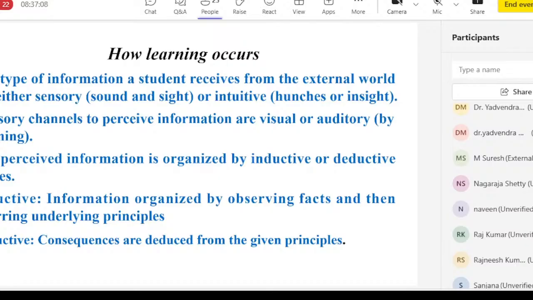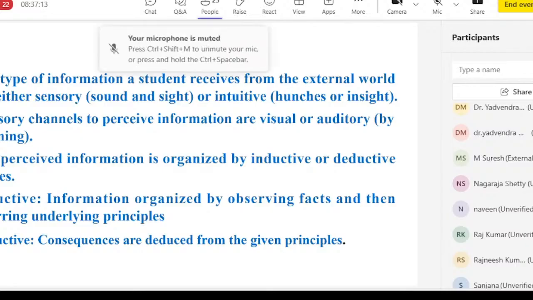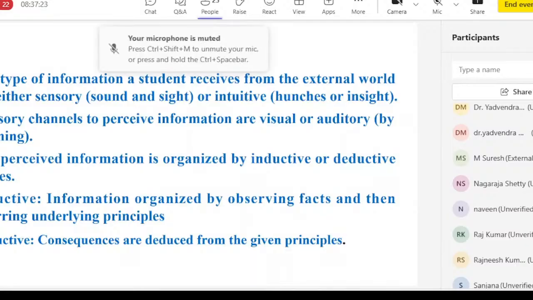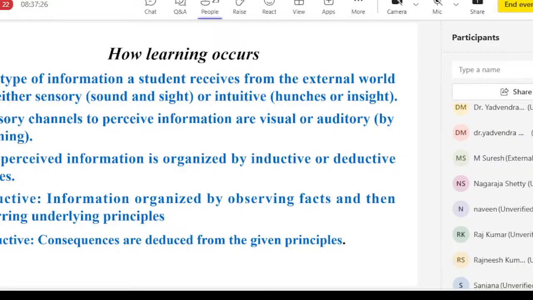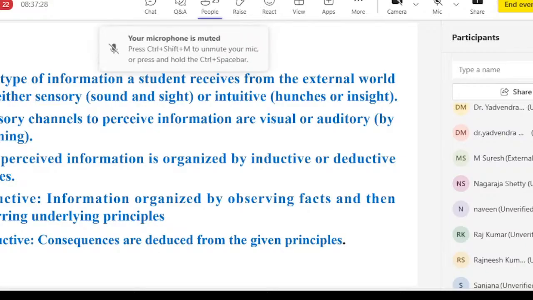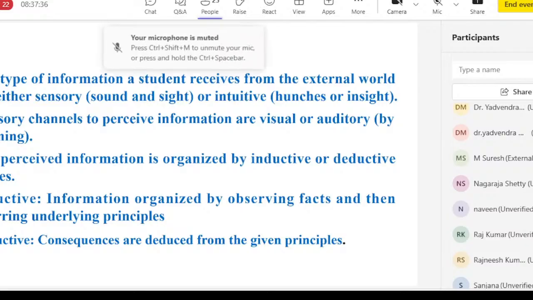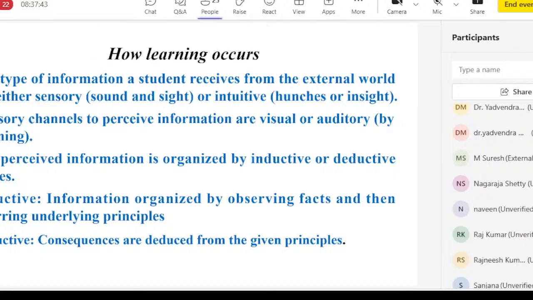Now we will try to understand how we learn. Basically, whenever a learner is there, they receive external information from the external world. How? Either through sensory channels. Sensory channels means sound and sight. It's a sound, so you are sensing; sight, you are seeing; or intuition or hunches. Nothing else is required. You are learning from your intuition. You are learning from your hunch. So that is also there.